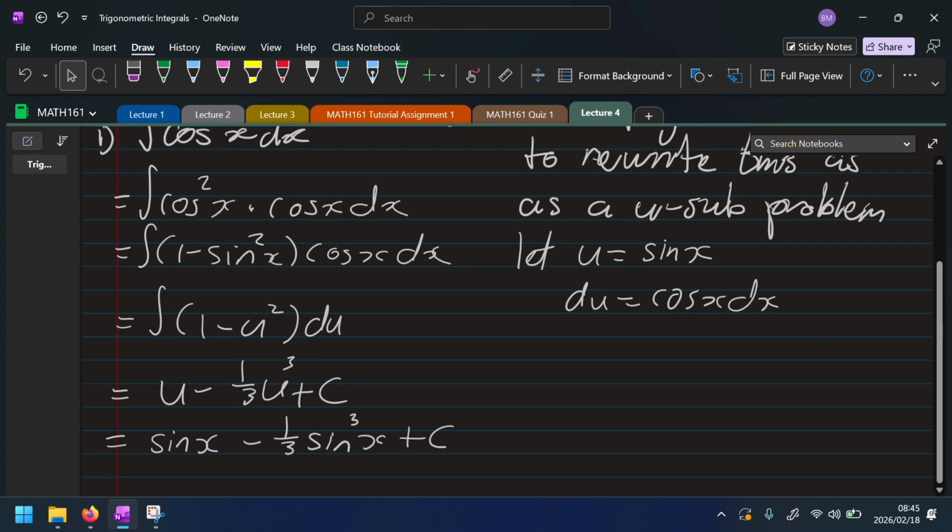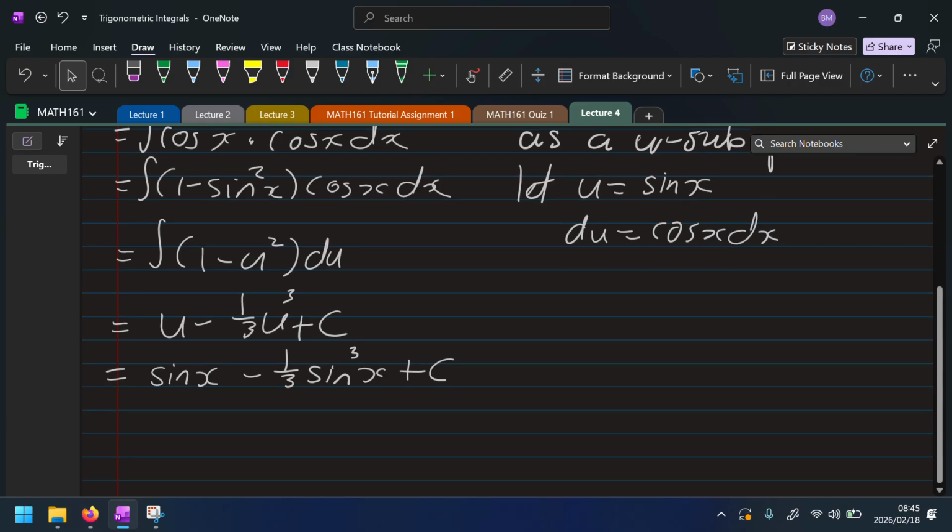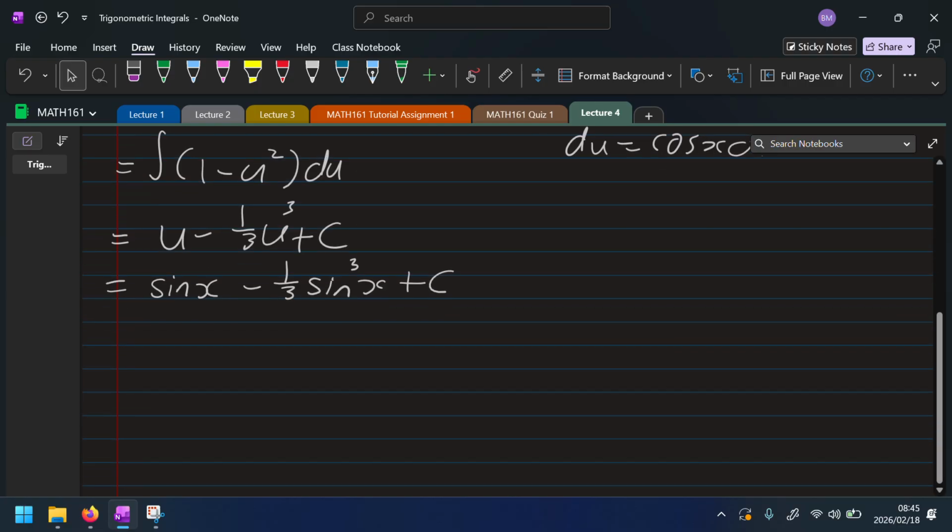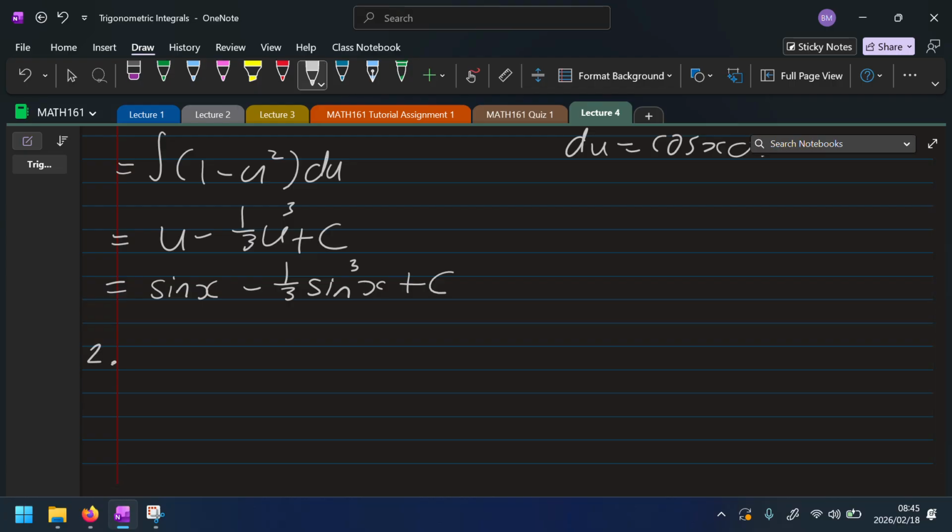Does everyone see what we did there? We used some trig identity to rewrite this in such a way we could do a u substitution. Then we say u equals sine, so du is cos, and then it's just the normal power rule after that. It's okay if you don't see it for this example. We'll do one more, and then we'll look at the general rule. So example 2, we have the integral of sine to the 5x cos squared x dx.